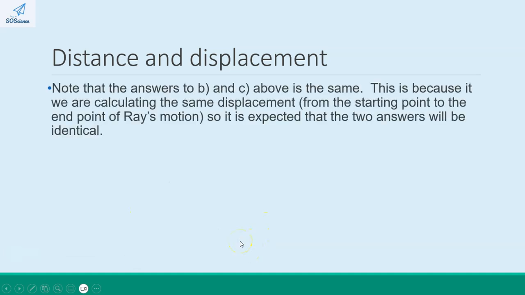Again, what you'll notice is that the answers to B and C are the same. And that is absolutely expected because we're calculating the same displacement. But the points of origin were different and the positive direction was different. However, that doesn't change the ultimate displacement. It only changes the numbers that we plug into the formula.